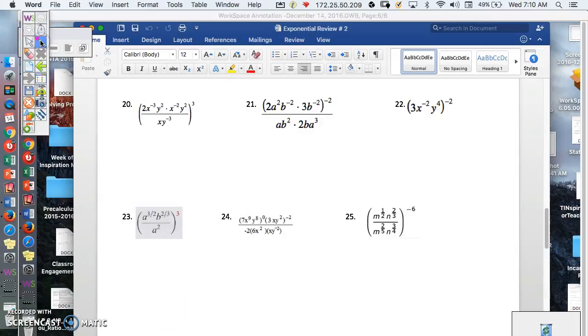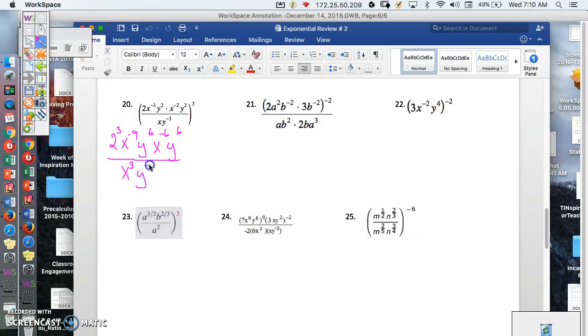Now when we look to the distributing here, these at times can get a bit confusing. Make sure you're writing out your steps here. So if you want to distribute that 3 first, it becomes 2 to the third, x to the negative 9, y to the 6th, x to the negative 6th, y to the 6th, over x to the third, y to the negative 9th.